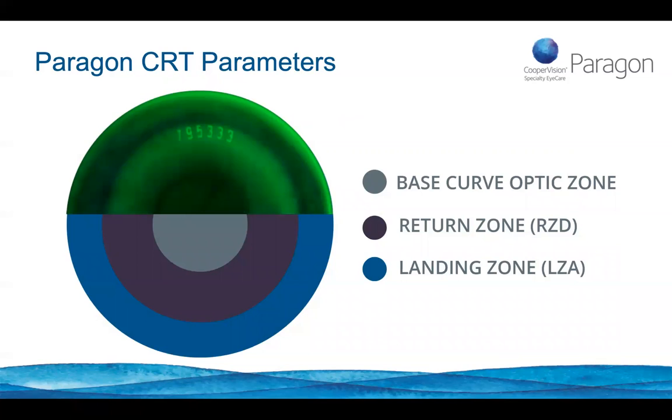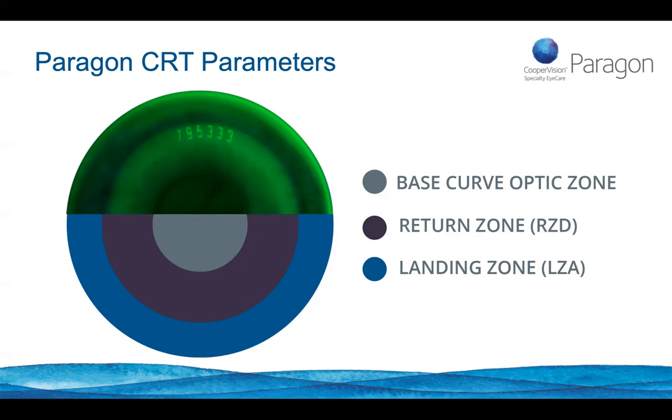The second parameter is the return zone, or as we call in shorthand, RZD, which stands for return zone depth. This is the major player in terms of centration of the lens. We can see in the schematic it is the dark purple, which correlates to the fluorescein pooling in the superior portion of the lens. The last parameter is the landing zone angle, or LZA, and this controls the edge lift of the lens. This is demonstrated by the blue coloring, and we can see that it has a nice wide 360 band, or actually 180 here from the photo.